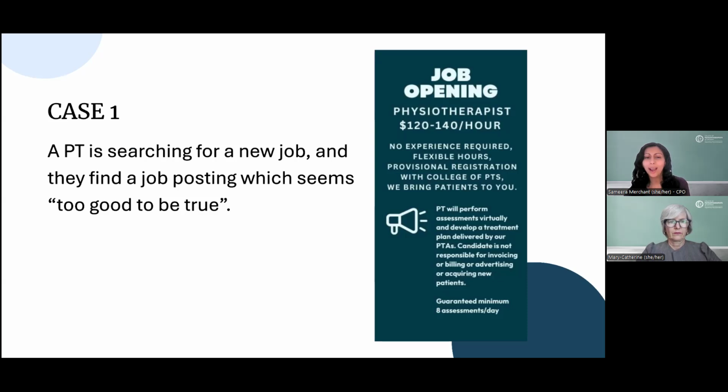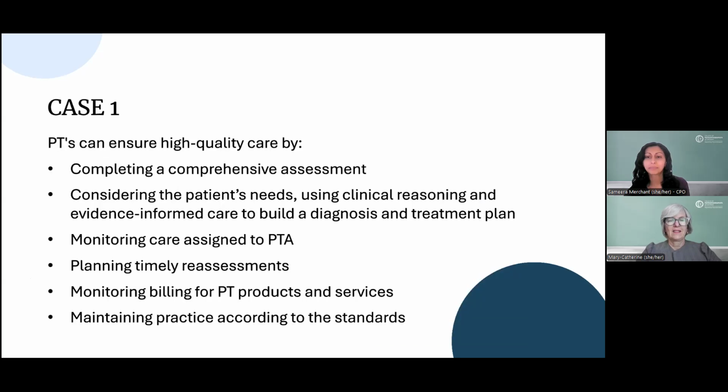Mary-Catherine, could you highlight the concerns raised by this scenario and share guidance for what good practice should look like? Thanks, Sameera. This is a model where physiotherapists are used mainly for their name and registration number for billing purposes. The clinic owner is paying the physiotherapist a much higher than normal hourly salary rate. The PT conducts a broad and very general assessment, and then the care is carried out by PT assistants who are often athletic trainers or kinesiologists, and the physiotherapist is removed from the patient's care.